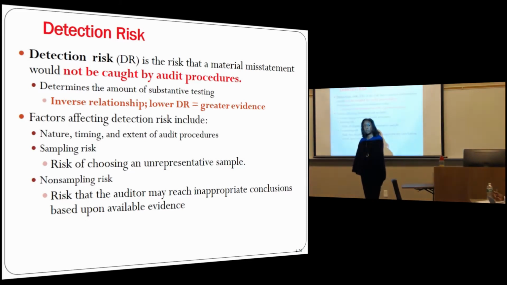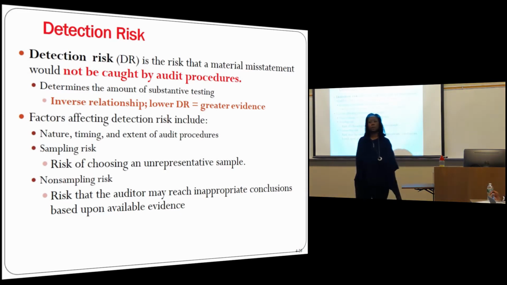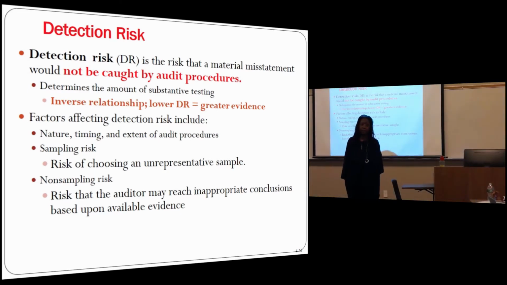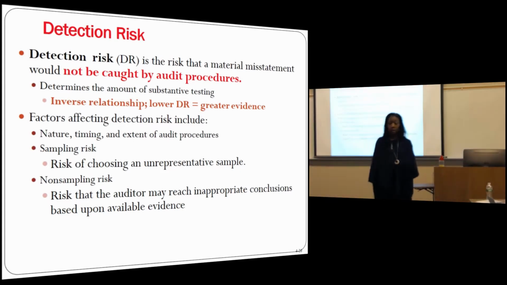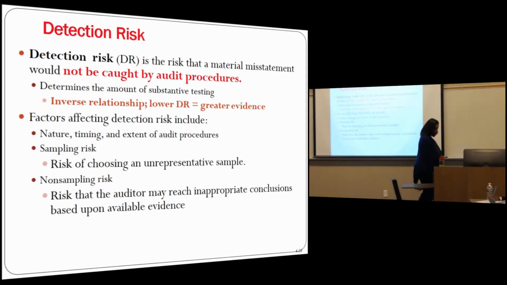So again, the detection risk is what the auditor controls. It's their response to how they assess the risk of material misstatement. So that's the risk they're willing to take, that they will not uncover a material misstatement if there's indeed a material misstatement in the account, in the financial statements. And that's going to determine the amount of substantive testing you do. There's an inverse relationship. The lower the detection risk that you're willing to accept, the more evidence you're going to gather.